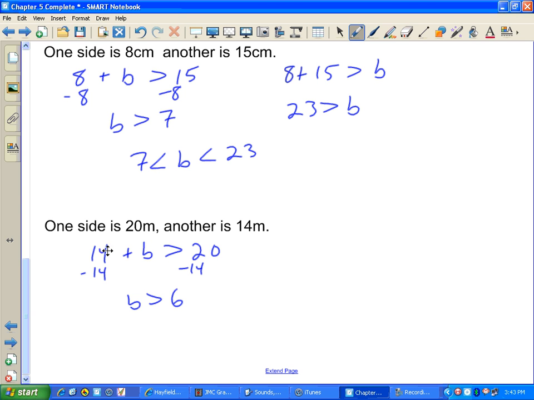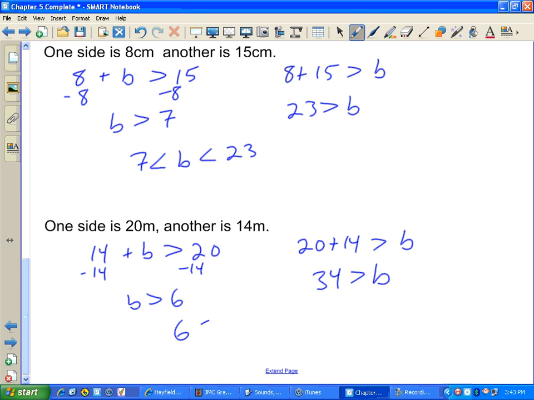If it's something smaller than 6, I'd have 14 plus 4 or 5 or something like that. And that's not going to be larger than 20. So it's got to be bigger than 6. So it could be 6.1, 6.2. It could be 7, 8, 9, 10. Okay? Now to find out what the maximum size of it could be, I have to assume that it's the largest side. If it's the largest side, these 2 smaller sides have to add up to be larger than the large side, which means it has to be smaller than 34. So B could be any number that's between 6 and 34.